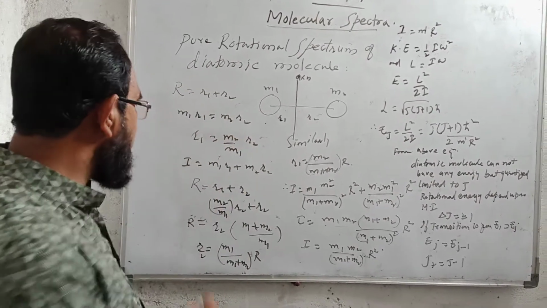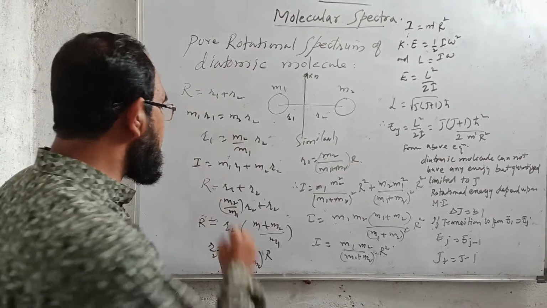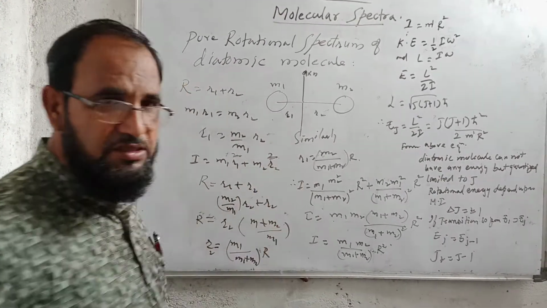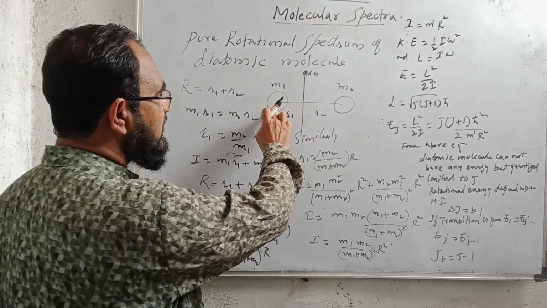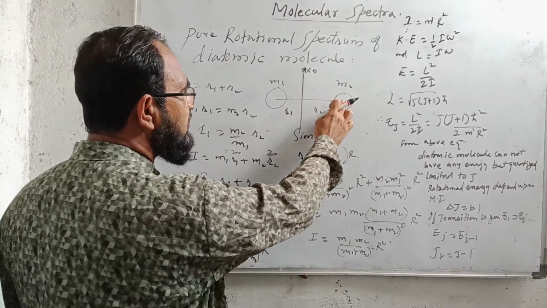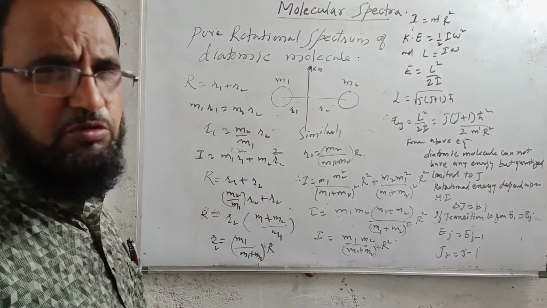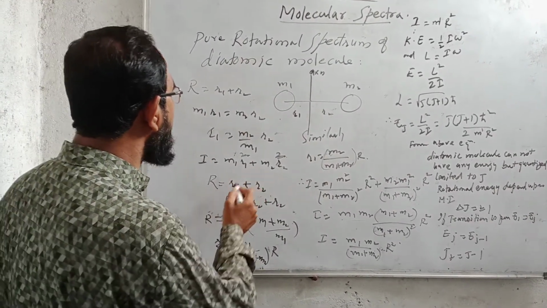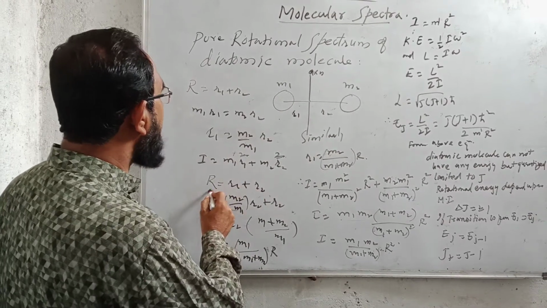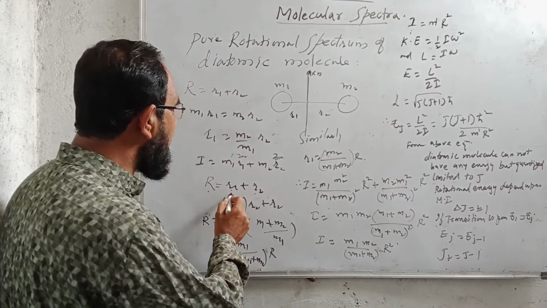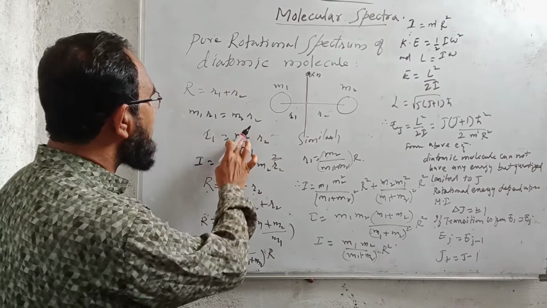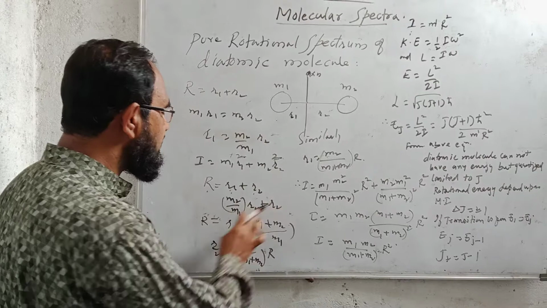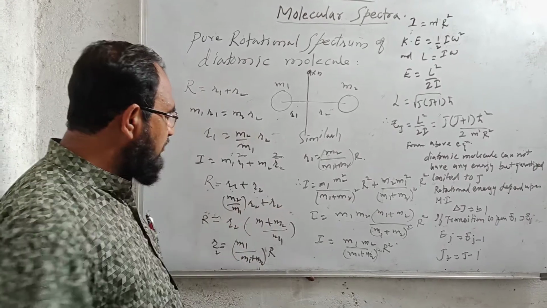Now we also know that the moment of inertia of the molecule is given by m1 r1 square plus m2 r2 square, the sum of the moments of inertia, the moment of inertia of this one about this axis and of that one about this axis. That is, the moment of inertia is m r square. So we can substitute r as r1 plus r2, with r1 as m2 by m1 into r2, plus r2. I will take r2 common.